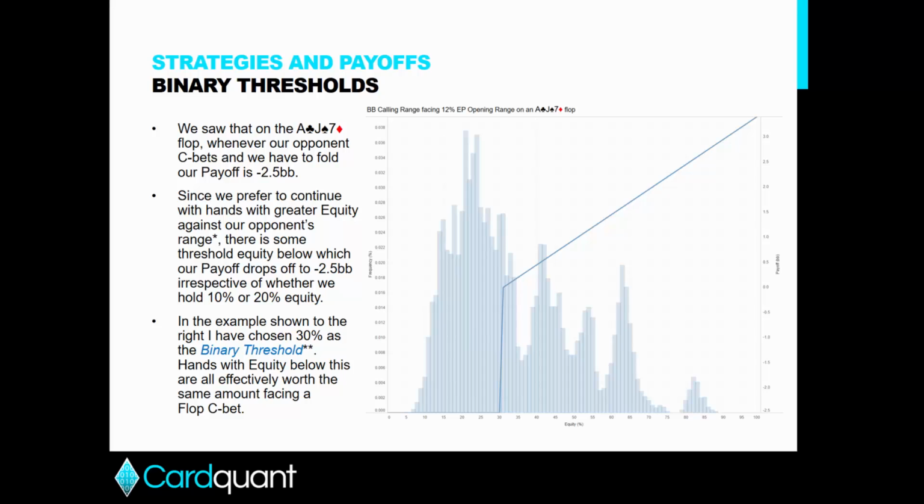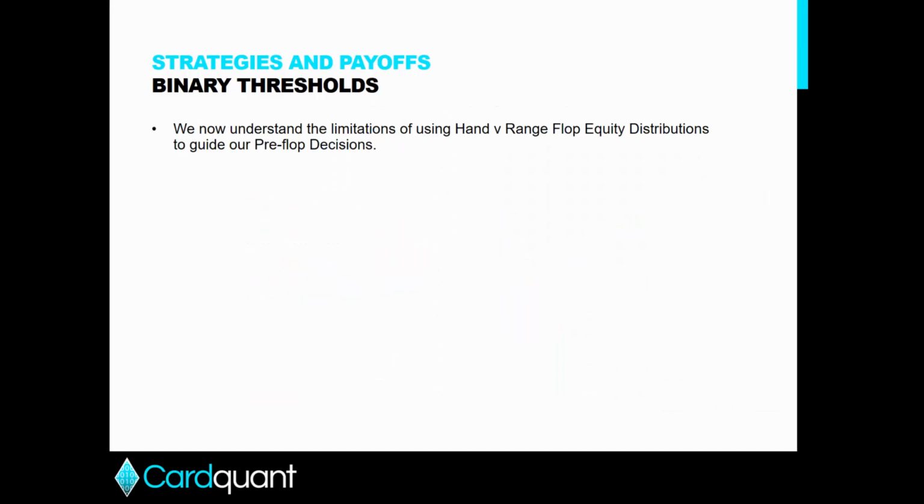So hands with equity below this are all effectively worth the same amount facing a flop c-bet. So you can see the difficulty with using average equity, because average equity is including, as having value, equities of hands that are just folding every time to a c-bet. So we now understand the limitations of using these hand versus range flop equity distributions to guide our pre-flop decisions.